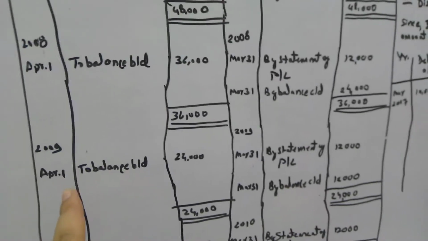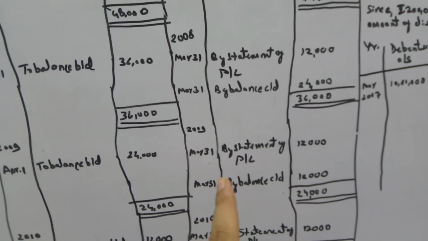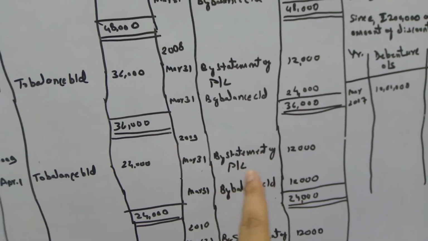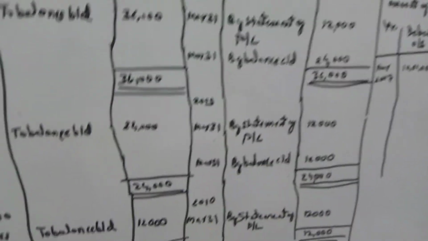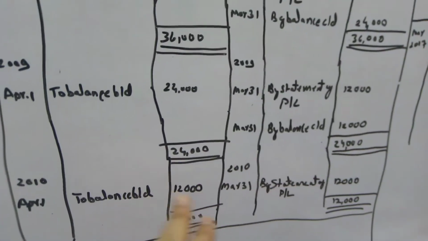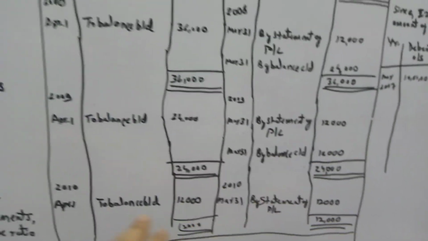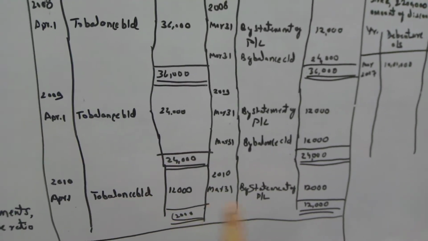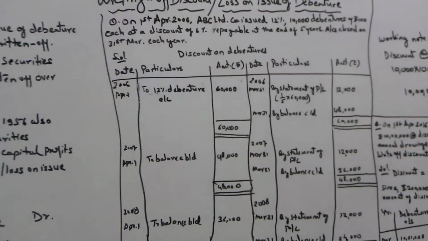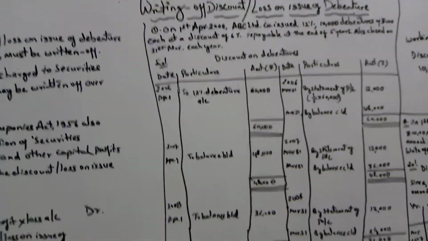Then in the next year 2009, this balance carried down becomes balance brought down on 1st of April, 24,000. Again at the end of the year, that is 31st March, by statement of profit and loss account, that gives you 12,000. 24,000 minus 12,000 gives you 12,000 balance carried down. So in the next year 2010, you will see the balance brought down is 12,000 and the amount you are transferring to statement of profit and loss is again 12,000. So in this way, this account has been prepared till 5 years. In the 5 years you see both the sides have become equal. That means it is completely paid off. So this is the first method we have seen, how to write off discount or loss on issue of debentures.